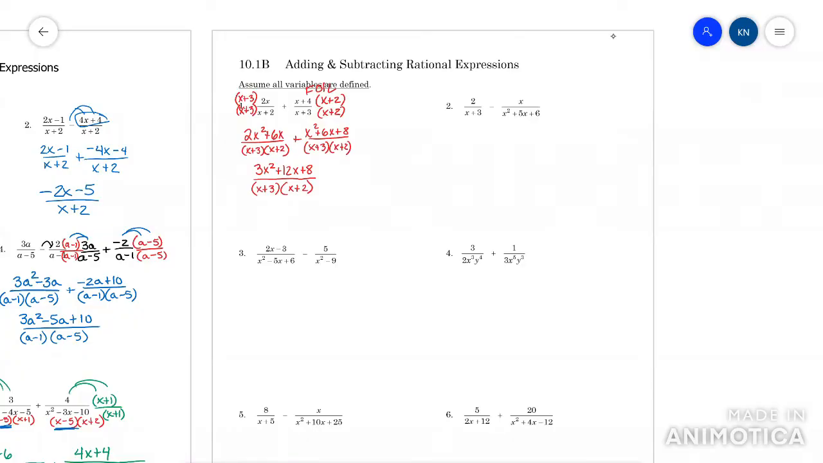And actually, this one doesn't reduce, so this would probably be my answer there. All right, the next one.